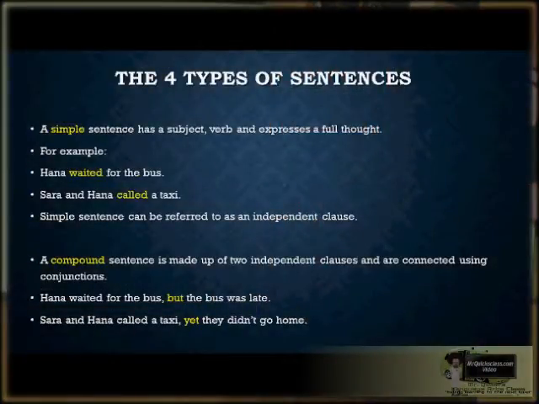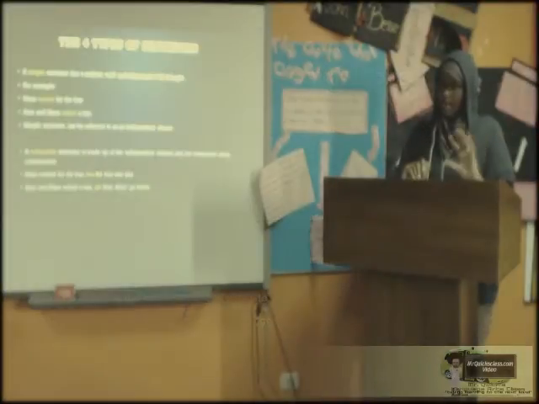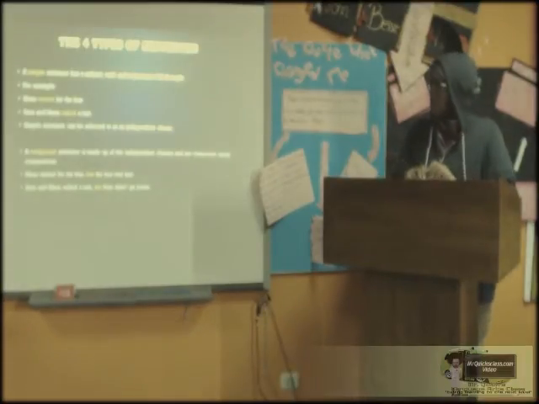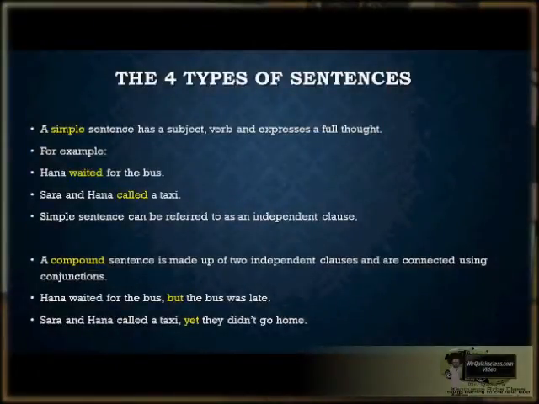And the 4 types of sentences. A simple sentence you could refer to as an independent clause, since it has a subject and a verb and completes a full thought. For example, Hannah waited for the bus. Hannah is the subject, waited is the verb. Sarah and Hannah called a taxi. Sarah and Hannah are the subjects and called is the verb. Now, as I said, a simple sentence can be referred to as an independent clause.